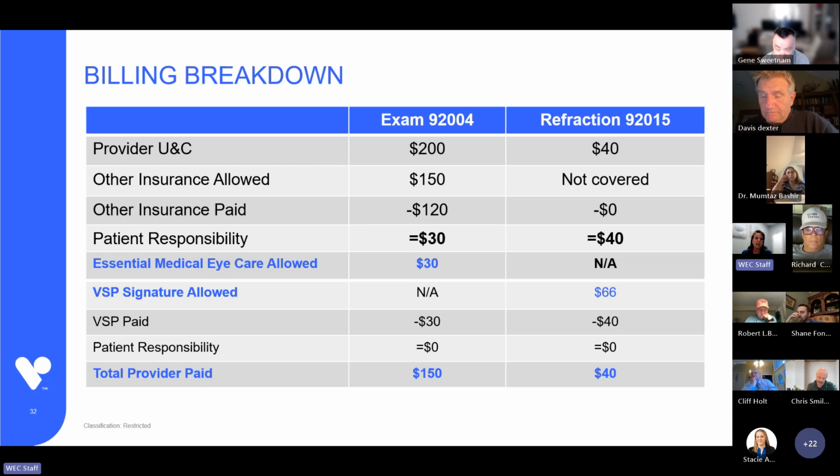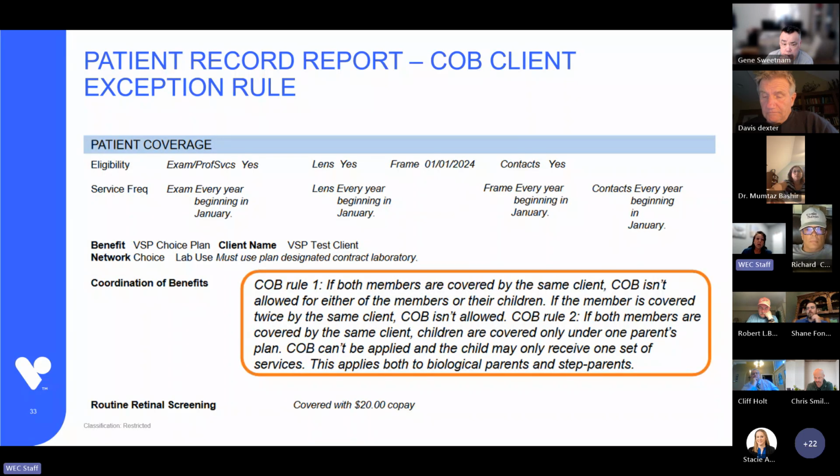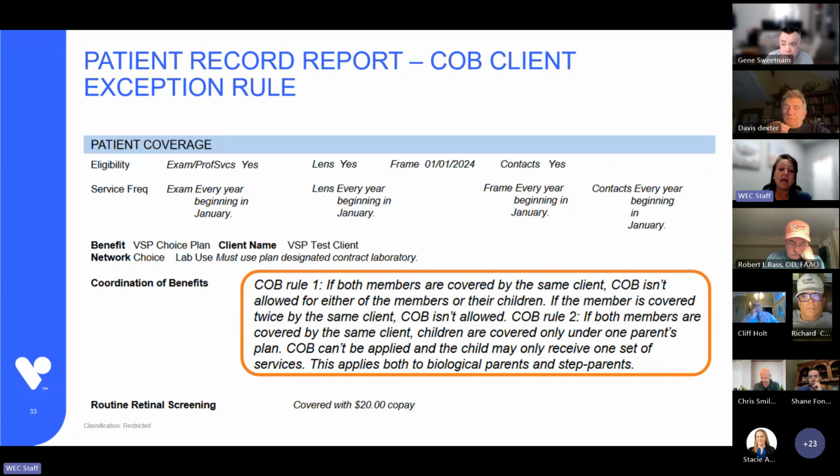So this patient pays no copay, and they pay no copay from the primary, because the Essential Medical Eye Care and VSP Signature is going to pick all that up. So literally they pay nothing, and you make your $190. You want to make sure that that plan allows for coordination of benefits. And that's where you're going to want to make sure that that patient record report doesn't just go to your optician.